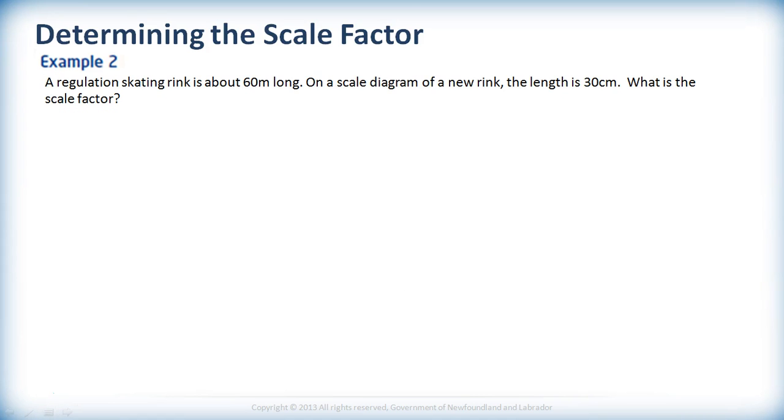A regulation skating rink is about 60 meters long. On a scale diagram of a new rink, the length is 30 centimeters. What is the scale factor? Okay, so we're going from 60 on the original to 30 centimeters on the diagram or on the image. Let's get these in the same units so that when we calculate the scale factor, we're not going to get anything all mucked up here. So we're going to say that the actual has a length of 60 meters and that the image, and that's an easy conversion.